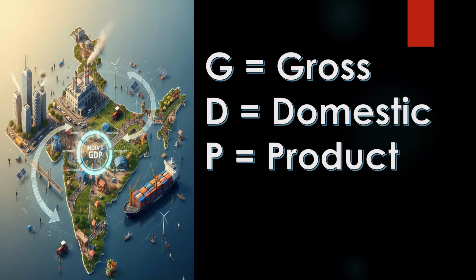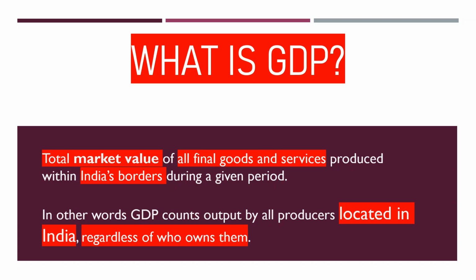Next is gross domestic product, GDP. What is GDP? Total market value of all final goods and services produced within India's borders during a given period. In other words, GDP counts output by all producers located in India regardless of who owns them. So the important points here are total market value, all final goods and services produced within India's borders.